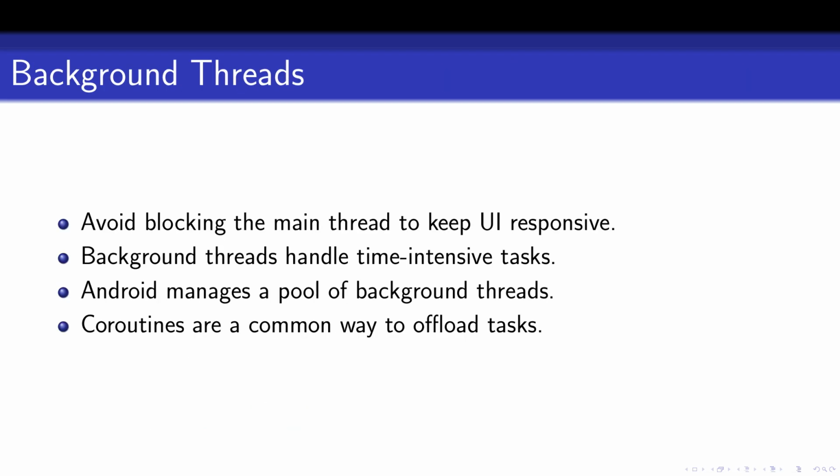To avoid blocking the main thread, we delegate time-intensive work to background threads. These are threads that Android keeps in a pool, ready to handle heavier tasks. Instead of freezing the UI, we can hand off expensive operations like file I/O or network access. In Android development, the go-to solution for managing background threads is the Kotlin Coroutine.